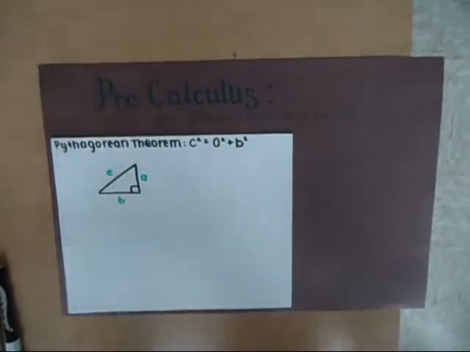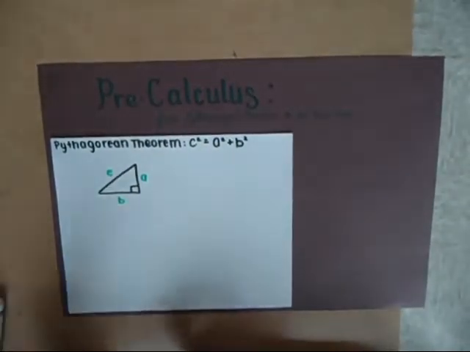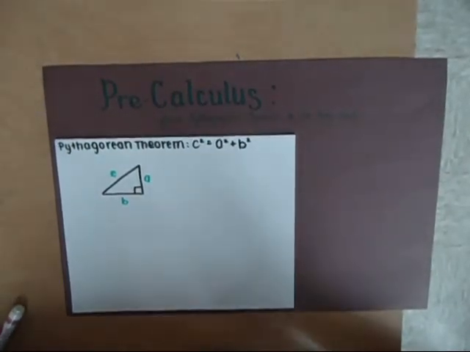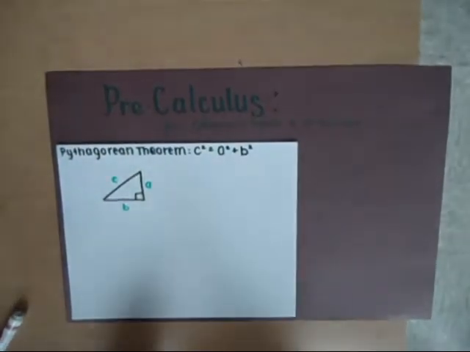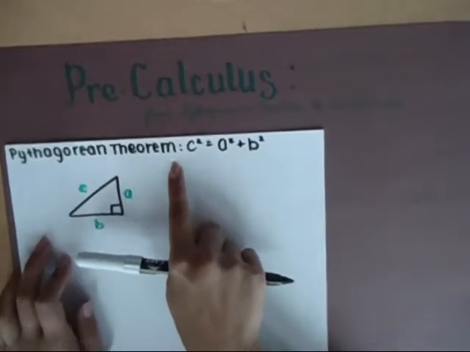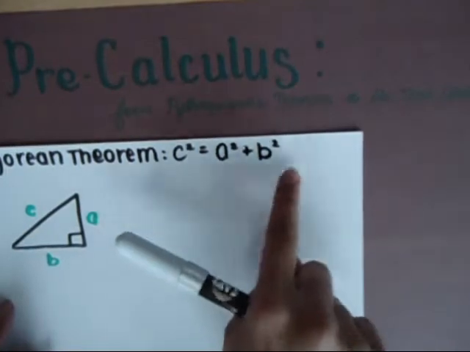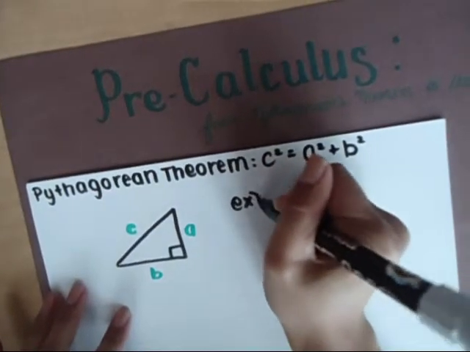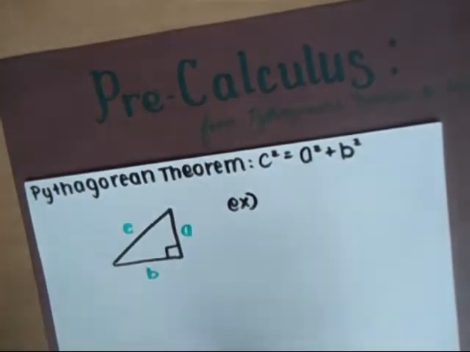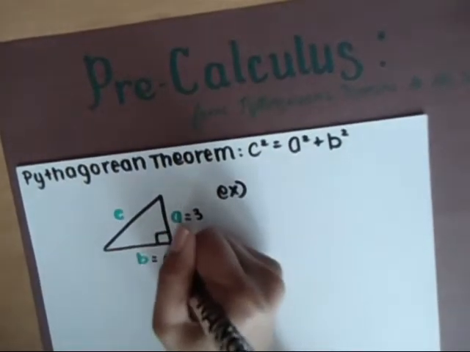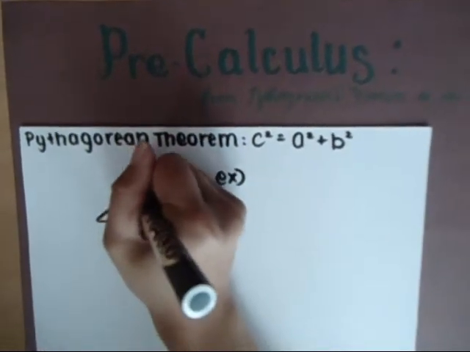Hello, this is a pre-calculus video, and today we're going to talk about how we go from Pythagorean's theorem to the unit circle. So, as you know, Pythagorean's theorem is c squared equals a squared plus b squared. So, for example, if a equals 3, b equals 4, what would c be?